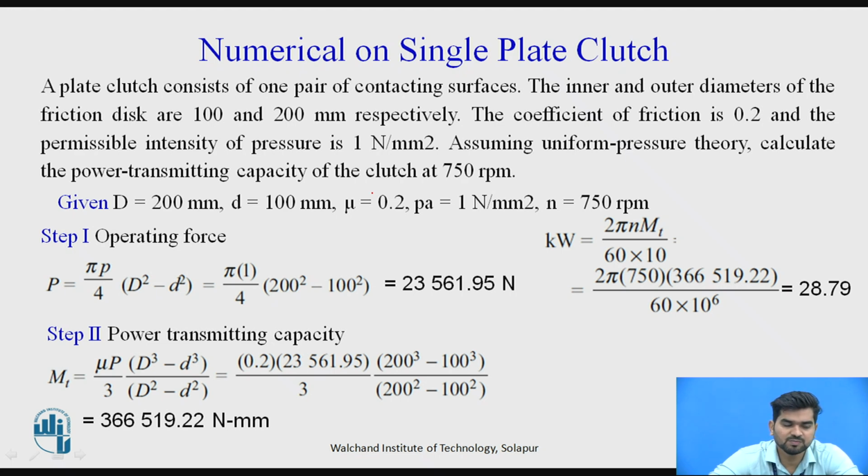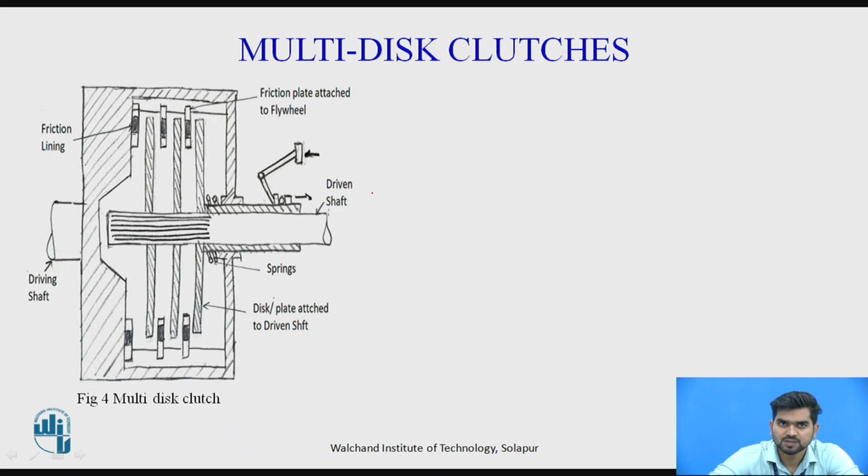So next, the theory is about the multi-plate clutch. The construction is the same as the single plate clutch, but in the single plate clutch we are using one plate only, that is, the contacting surface will be one, and in the case of the multi-plate clutch there are several plates. If you observe, first, second, third, 3 plates are there in contact, and the friction linings are going to connect with the flywheel, and this disc or plate is going to connect with the driven shaft, right.